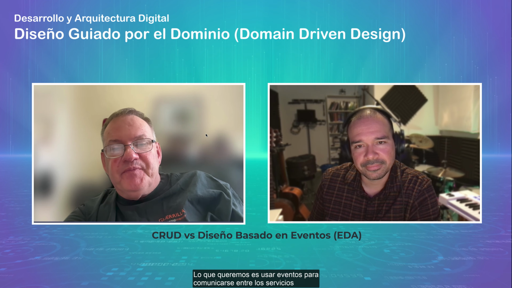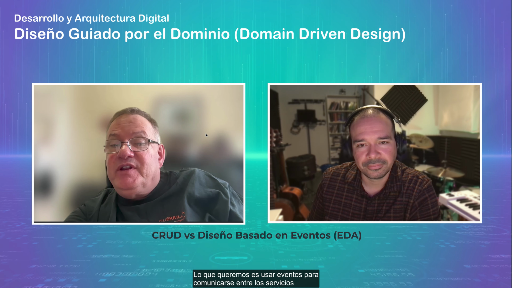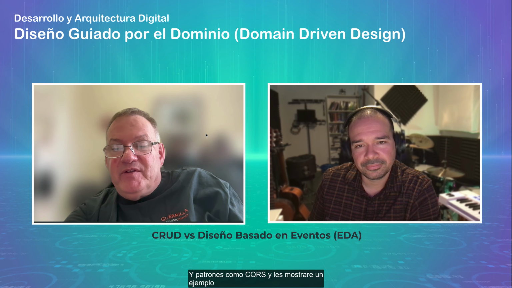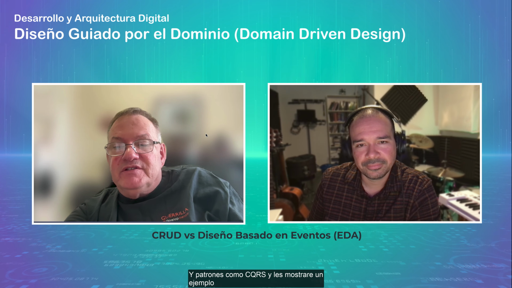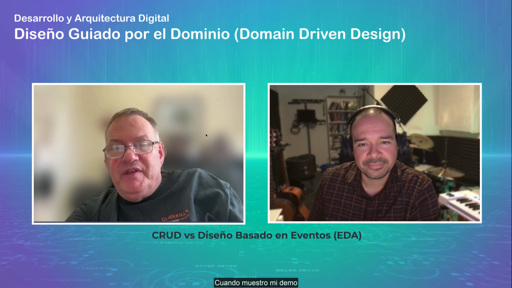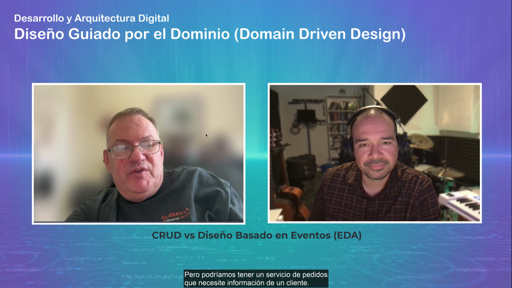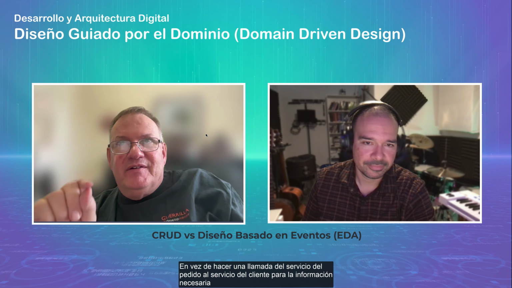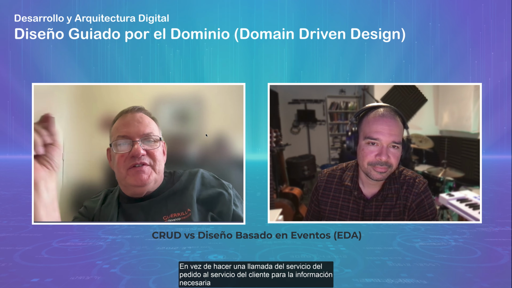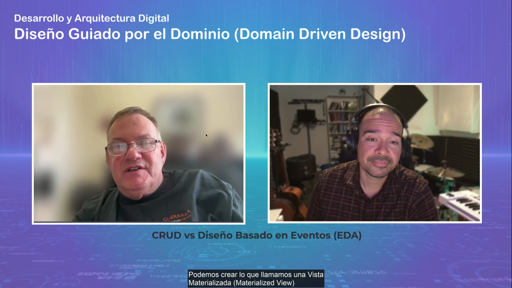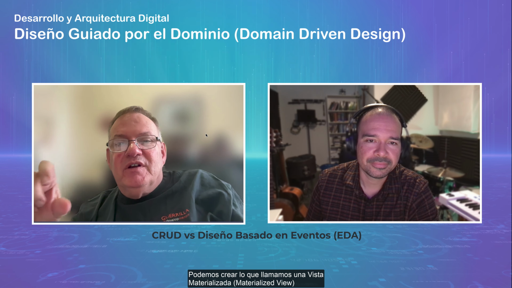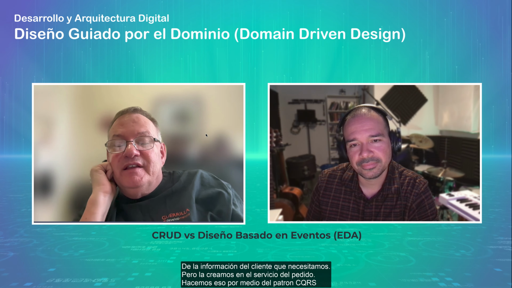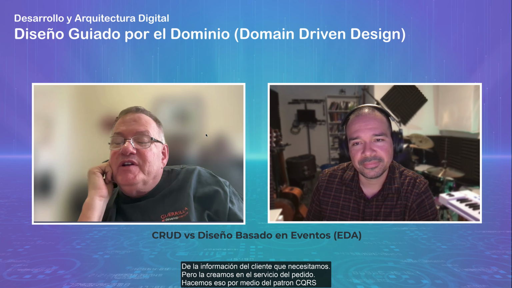So you want to use events to communicate between those services, and this is where event-driven architecture comes in, and patterns like CQRS. I'll show you an example of that when I demo this, but basically you could have an order service that needs customer information. Well, instead of making a runtime call from the order service to the customer service to get the information it needs, you can create what's called a materialized view of the customer information that you need, but create that in the order service, and we do that using the CQRS pattern.